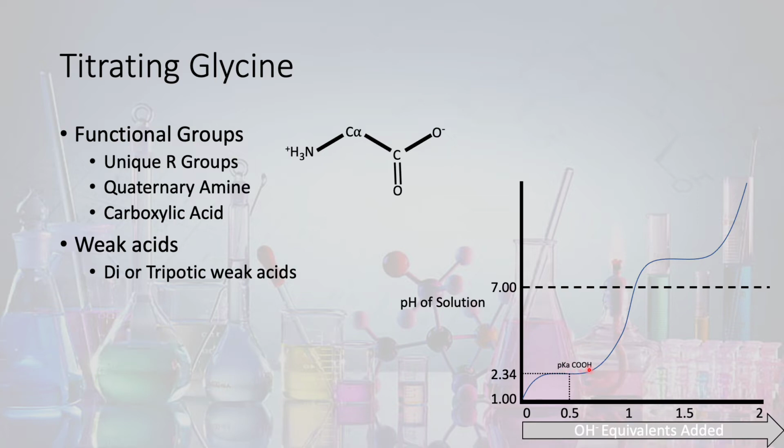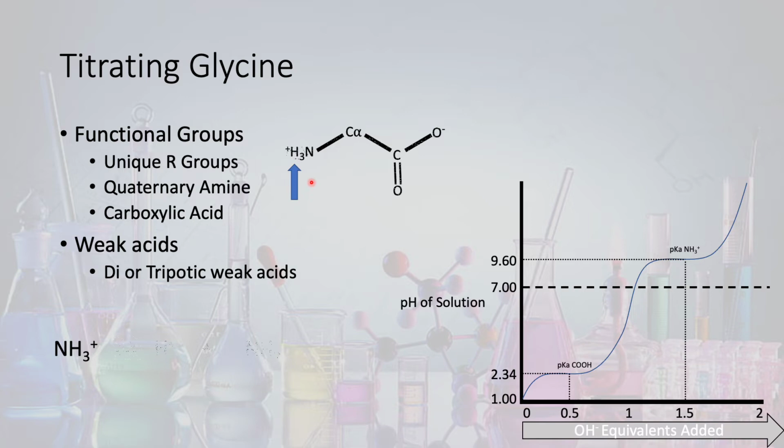Now, if we continue to the right on our titration curve, we'll notice that the next flattening of our curve occurs at a pH of 9.6. So this means a functional group within our amino acid has a pKa of 9.6. We've already discussed the pKa of our carboxylic acid over here, which is much lower. Now we have reached the pKa of our quaternary amine.